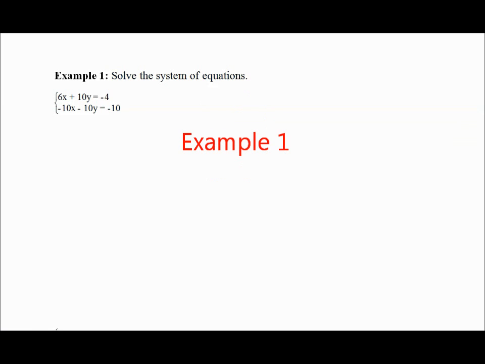In the previous lesson, you learned how to solve a system of equations by using the substitution method. In this lesson, you will learn how to solve a system of equations by using the elimination method. Our goal is still the same. We're looking for an ordered pair, an x and a y value, that will work in both equations.